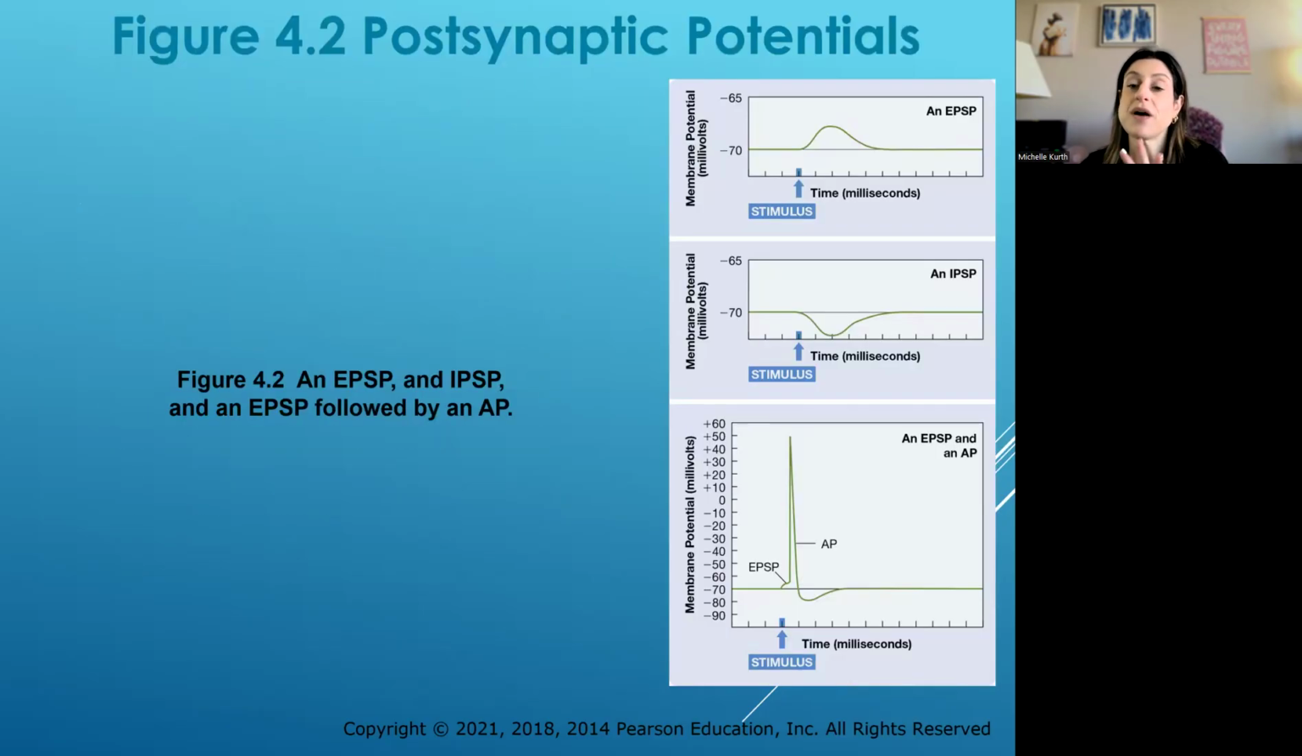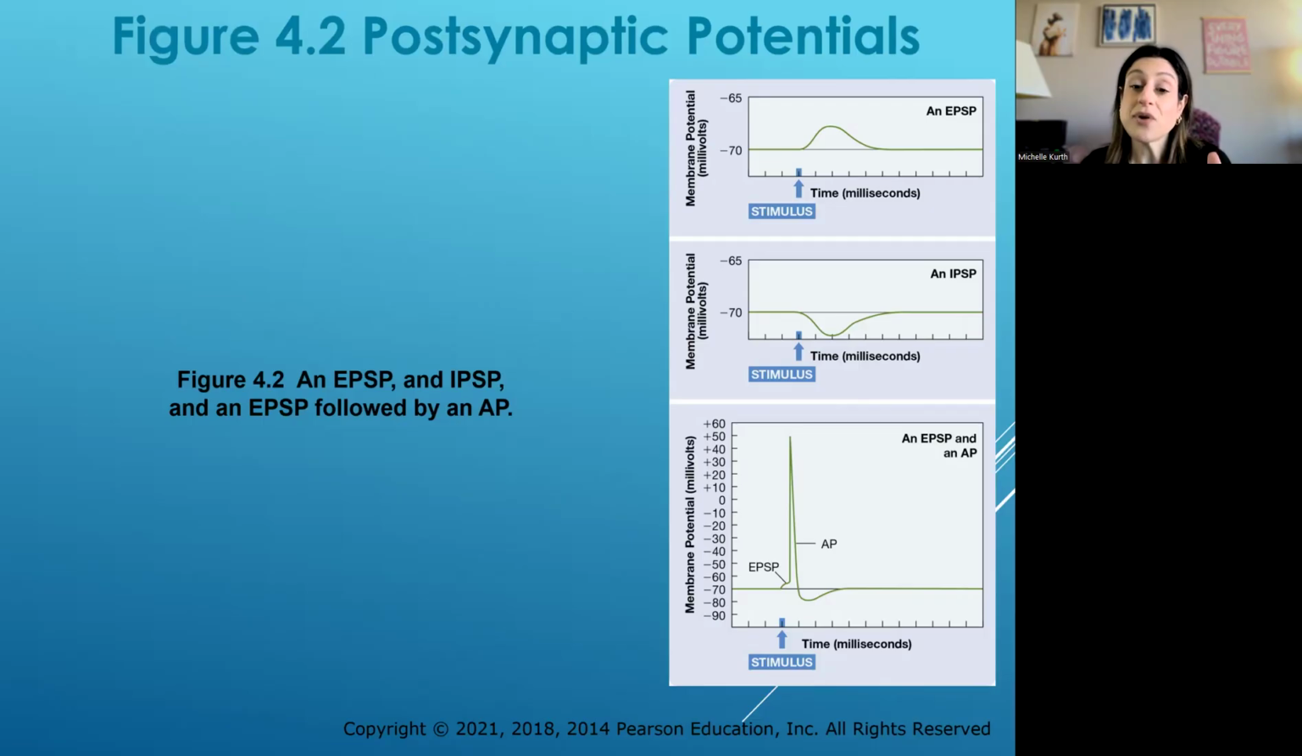Now that we've talked about the excitatory potentials and the inhibitory potentials in theory, let's look at what they actually look like when we graph them. This figure shows how the cell's membrane potential changes in response to stimulation. Again, we have to have something that happens that is actually stimulating this whole process.